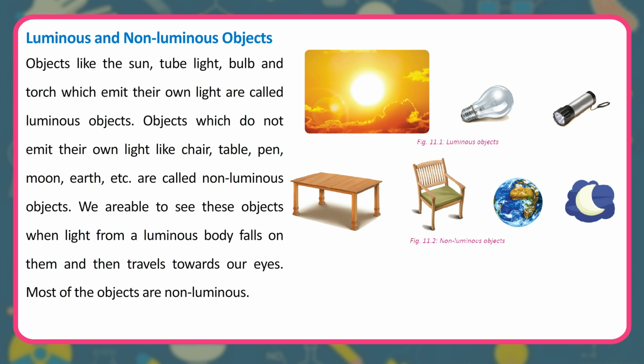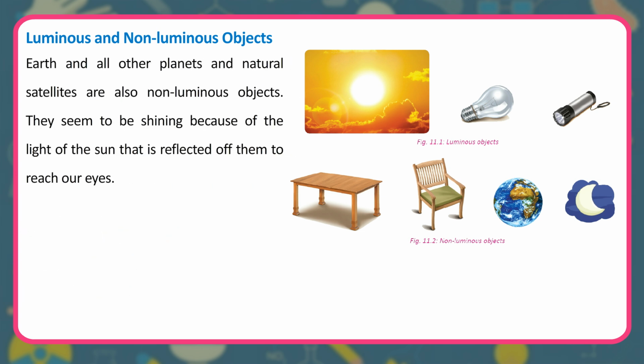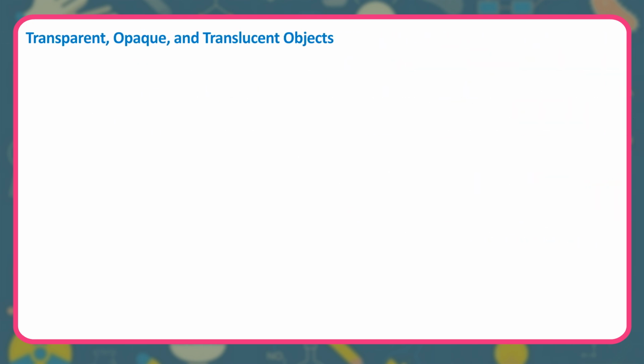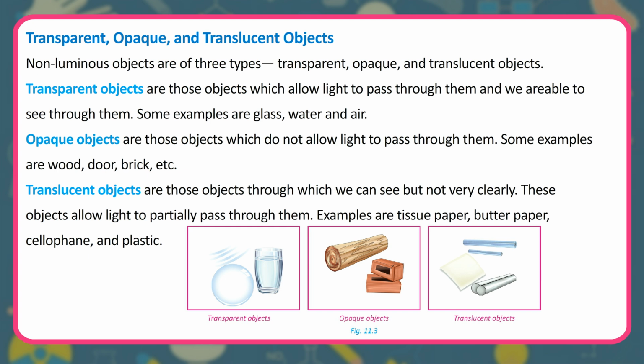Most of the objects are non-luminous. Earth and all other planets and natural satellites are also non-luminous objects. They seem to be shining because of the light of the sun that is reflected off them to reach our eyes. Transparent, opaque, and translucent objects.